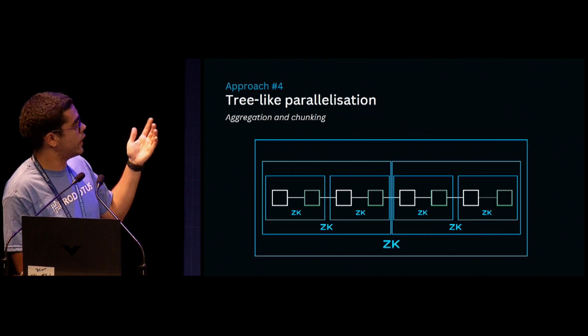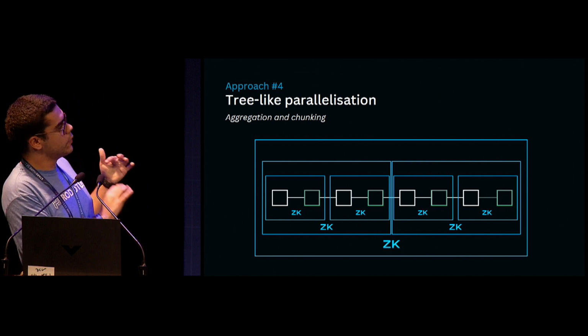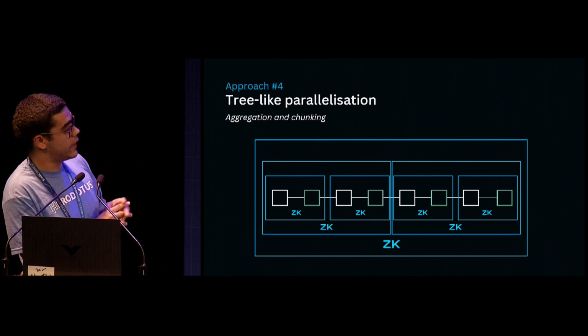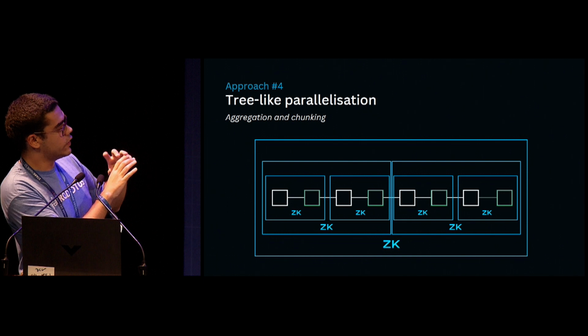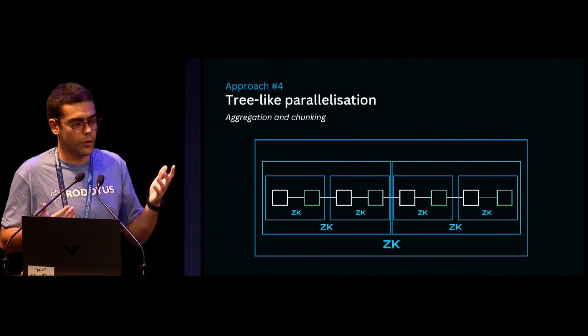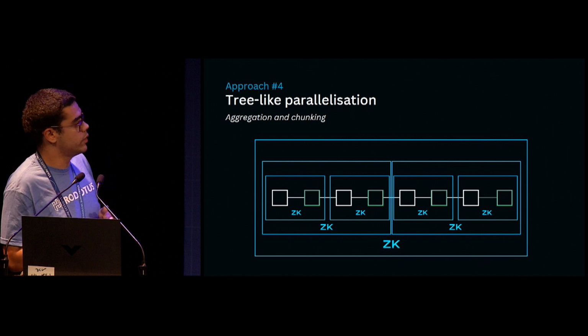Let me introduce you to Treelike parallelization. So this approach is a bit similar to the previous one, but now we can use parallelization. And the way we can do this is by, again, dividing the chain into multiple chunks. Here we are choosing chunks of 2 blocks each, but again, you can choose chunks of however many blocks you prefer. Actually, 2 blocks is probably not optimal.